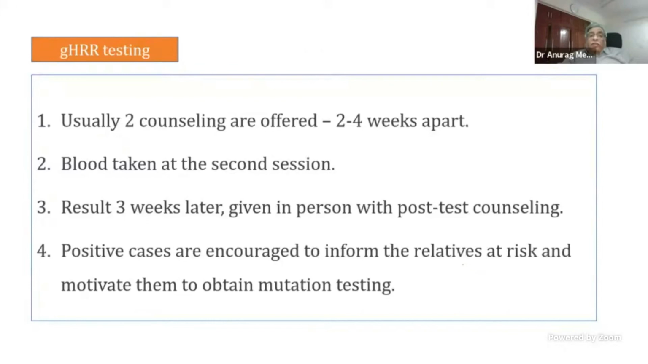And as far as the germline HRR testing is concerned, there's some recommendation. Usually 2 counseling sessions should be offered 2 to 4 weeks apart. Blood should be taken at the second session, and result should be given 3 weeks later with post-test counseling, and positive cases should be encouraged to inform the relatives at risk and motivate them to obtain mutation testing.